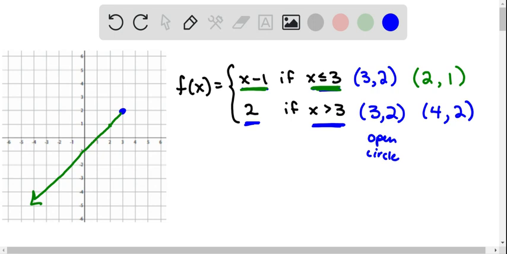So we're going to do an open circle at 3, 2. Well, here's a problem. We already have a closed circle at 3, 2. So if you draw an open circle on top of a closed circle, it's just a closed circle. And then we're going to go from there through the point 4, 2 and continue. So this is our piecewise graph.